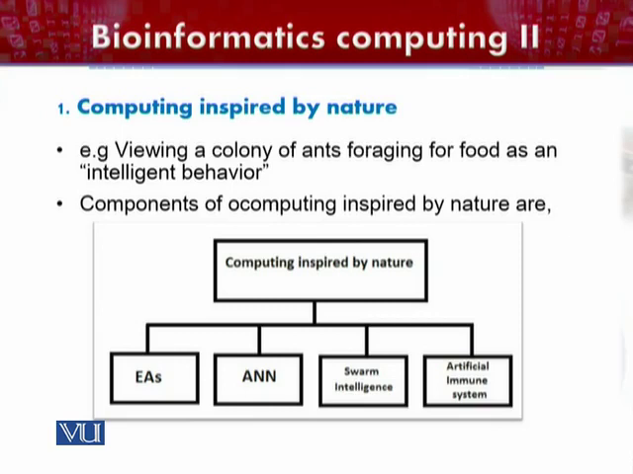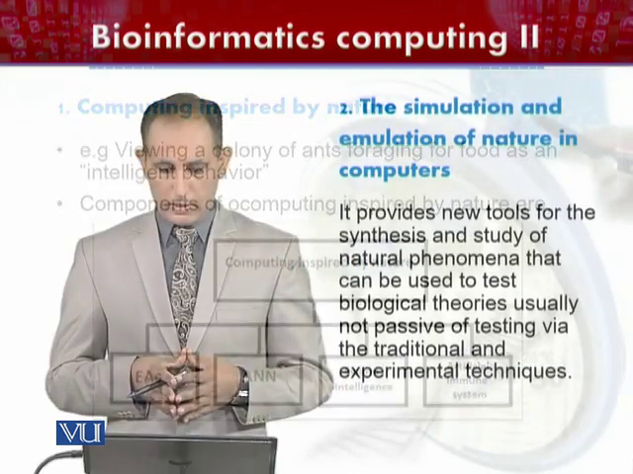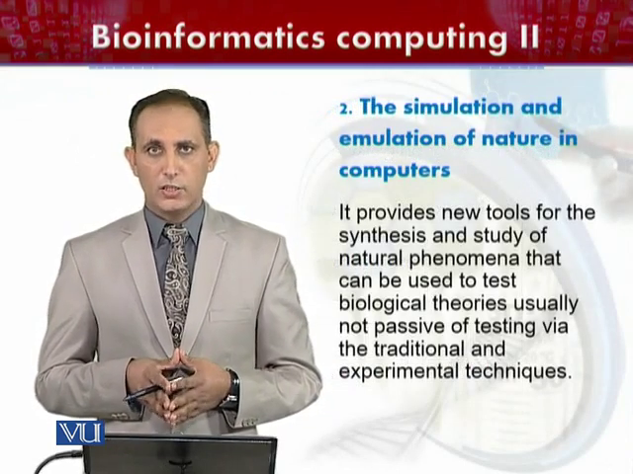Also, it includes swarm intelligence and artificial immune systems. In the artificial immune system, the inspiration again comes from the natural immune system, how it responds to the invaders, to the pathogens. We use this artificial immune system in our computers for solving problems, for example, in antiviruses and malwares.